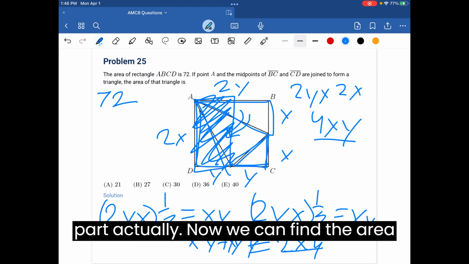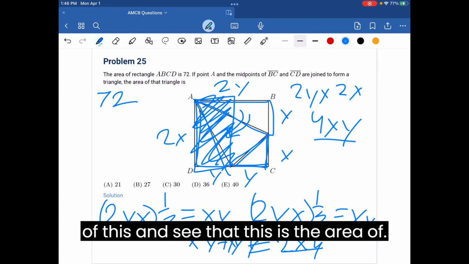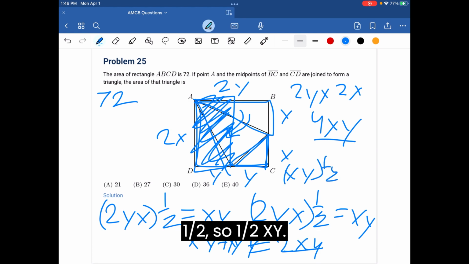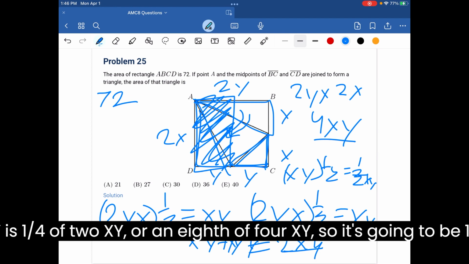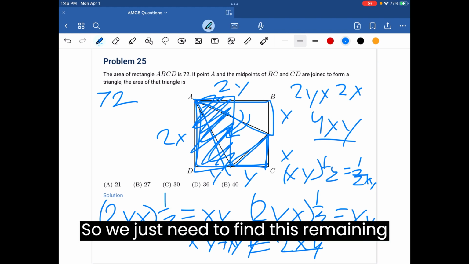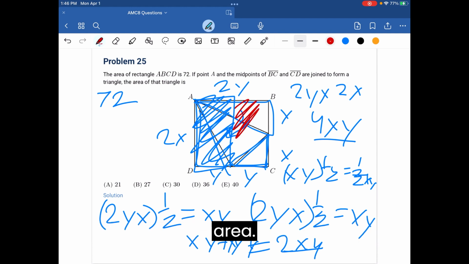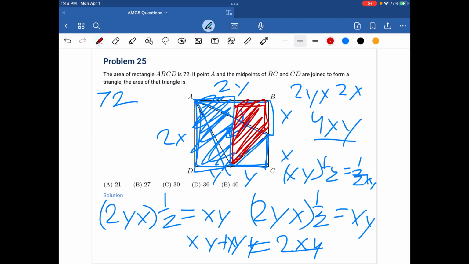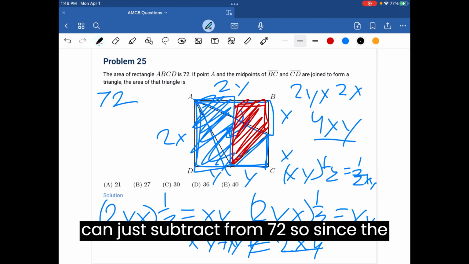Now we can find the area of this, and the area of this would be xy times a half, so a half xy. So a half xy is a fourth of 2xy, or an eighth of 4xy. So it's going to be a fourth of the half, or an eighth of the entire thing. So we just need to find this remaining area to find the triangle. Now that we have all our values, we can just subtract from 72.